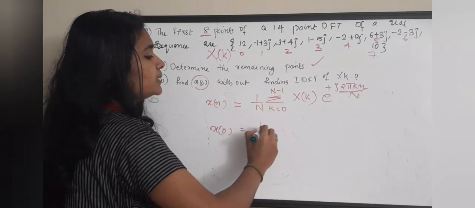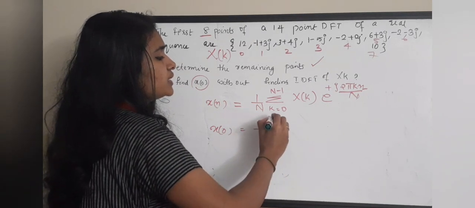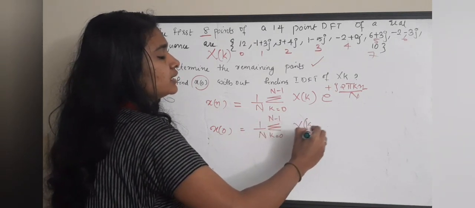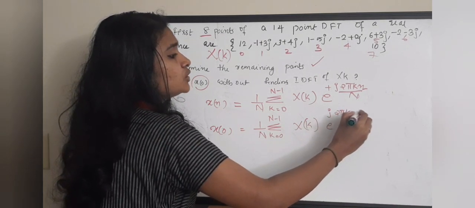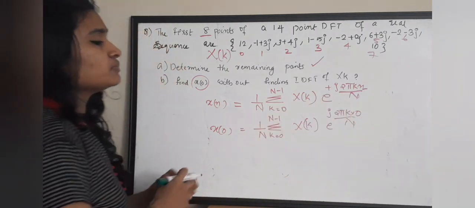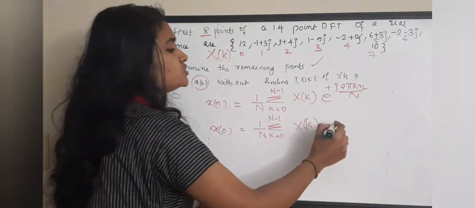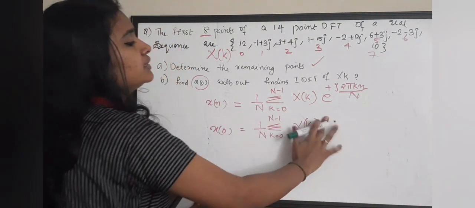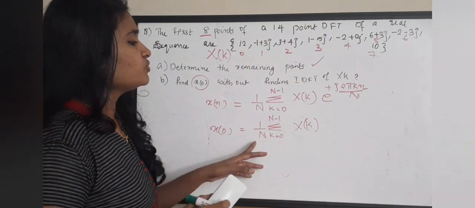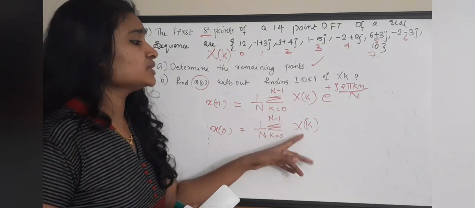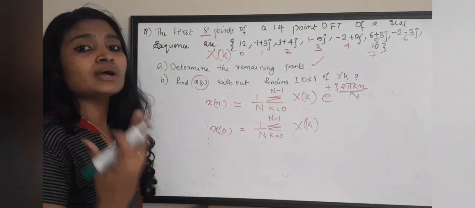It is equal to 1 by n sigma k equal to 0 to n minus 1 x of k e raised to j 2 pi k into 0 by n. So e raised to 0 will come. What is the value of e raised to 0? It is equal to 1. So into 1. That is, this term will go. So the remaining is just a summation of k is equal to 0 to n minus 1 of x of k. Right. So I'm telling you how to attempt this question.